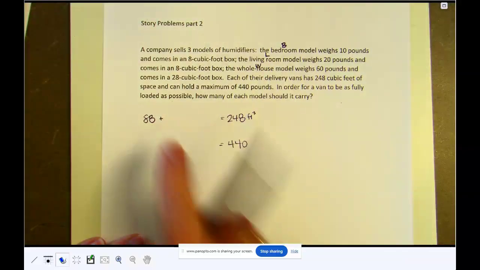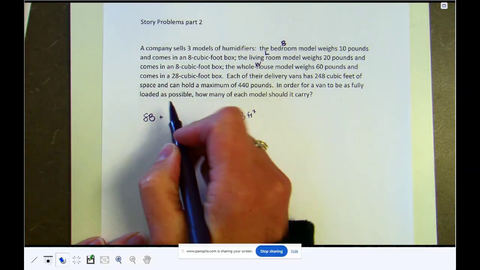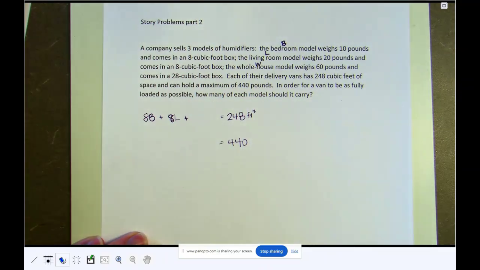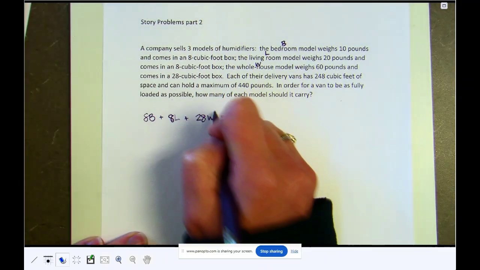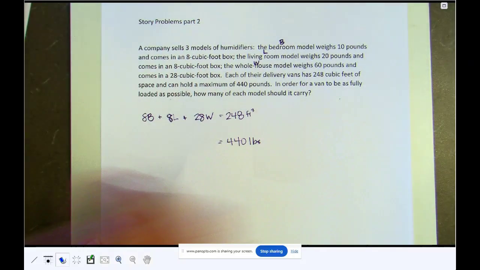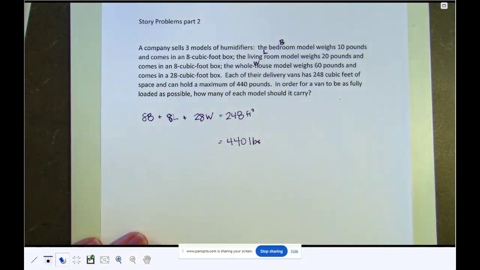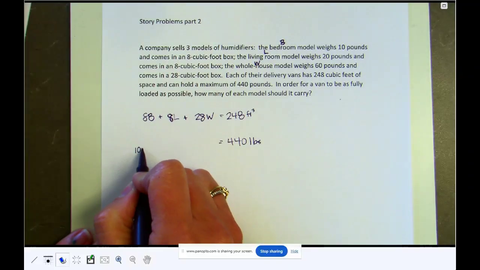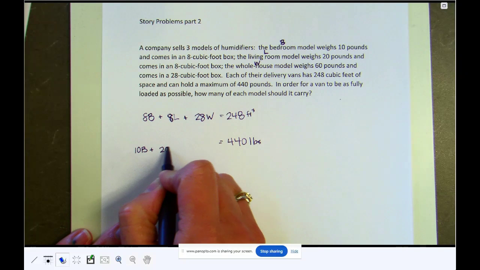What's the rest of this one? 8L and 28W. Okay. Now, this 440 pounds, which therefore tells us that the coefficients in this one need to be pounds. So what's the equation part of this? 10B. 20L.